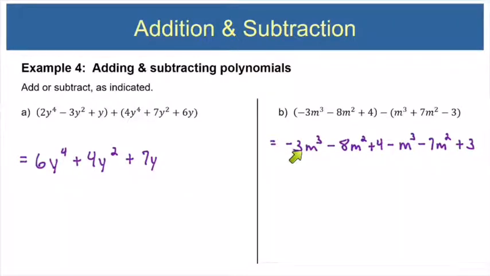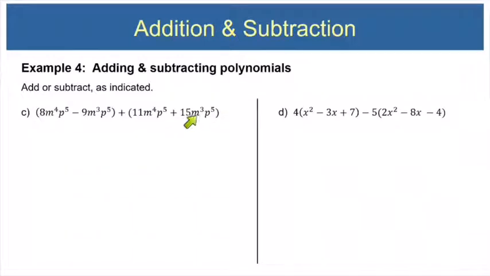Notice that we have negative 3m to the third minus m to the third. Together that gives us minus 4m to the third. Then we have minus 8m squared minus 7m squared. Together those give us minus 15m squared. And then we have plus 4 plus 3. Together those give us plus 7. So that is our final result on the subtraction problem.